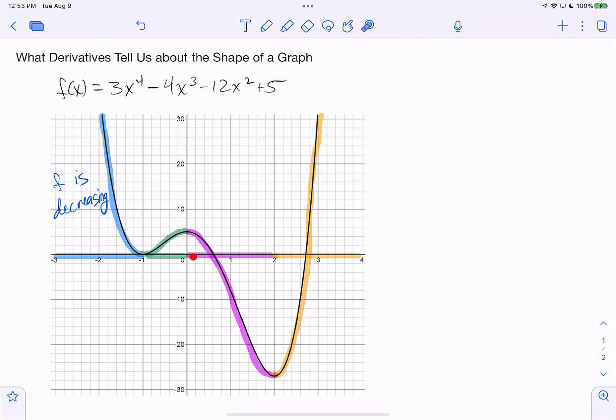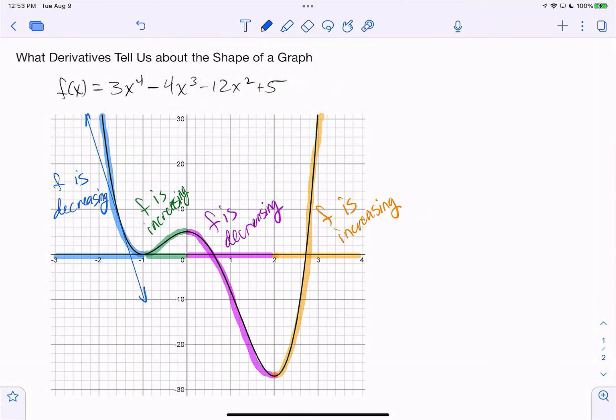Likewise, f is decreasing on the interval from 0 to 2. F is increasing over the interval from negative 1 to 0, and then again on the interval from 2 to infinity. If we visualize a tangent line for the function on the interval from negative infinity to negative 1, we'll see that the tangent line has a slope that's negative. Therefore, we can say that f prime is negative. That's true on both intervals where the function is decreasing, and on the intervals where f is increasing, the derivative is positive.